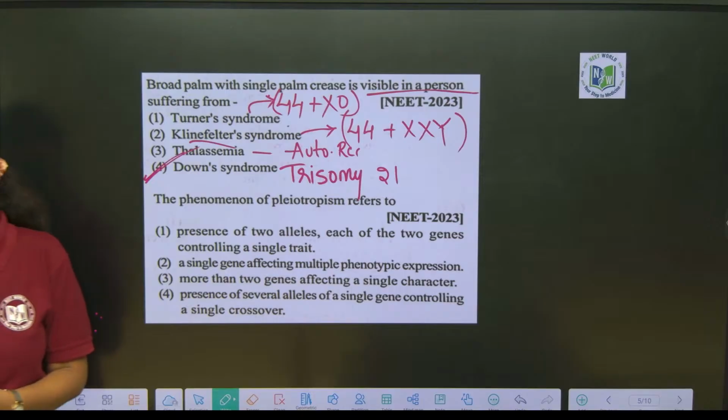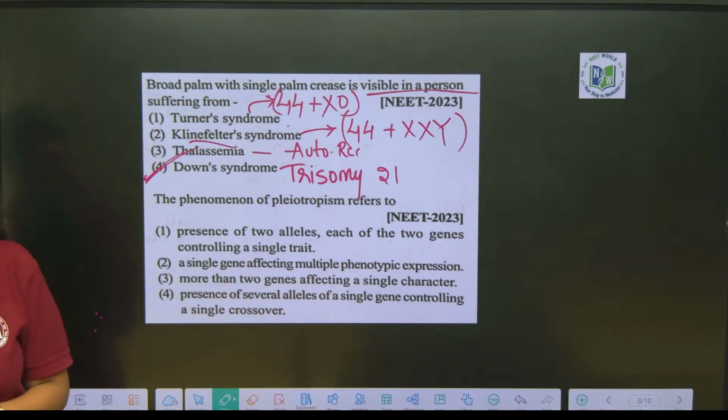Soumya, good beta. Continue with the class and look at all questions and concepts.